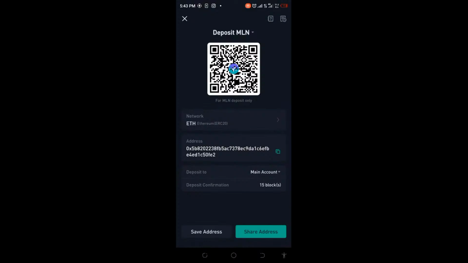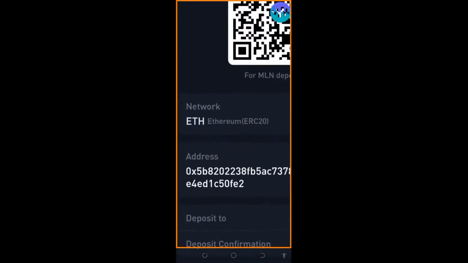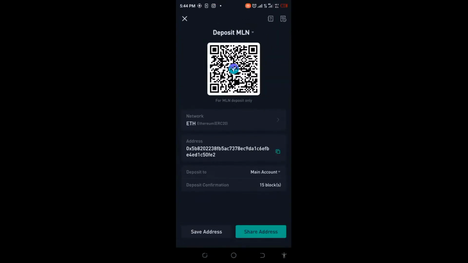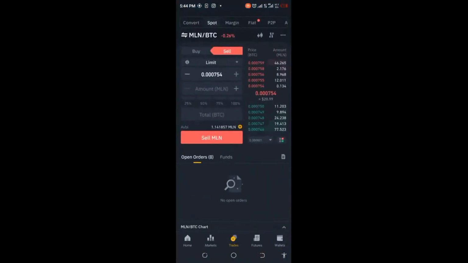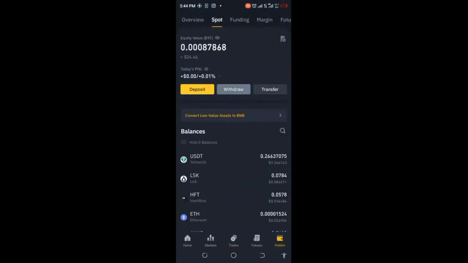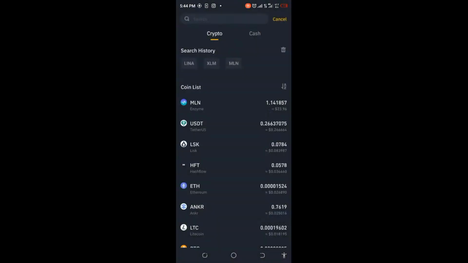So now, as you can see here, I just have to pick this. Okay. That's the copied, it's ERC20. Make sure it's the same. It must be the same. Don't forget, it must be the same. Okay. So let's run along to withdraw this. So we're going to withdraw. So what are we withdrawing? We're withdrawing the MLN.